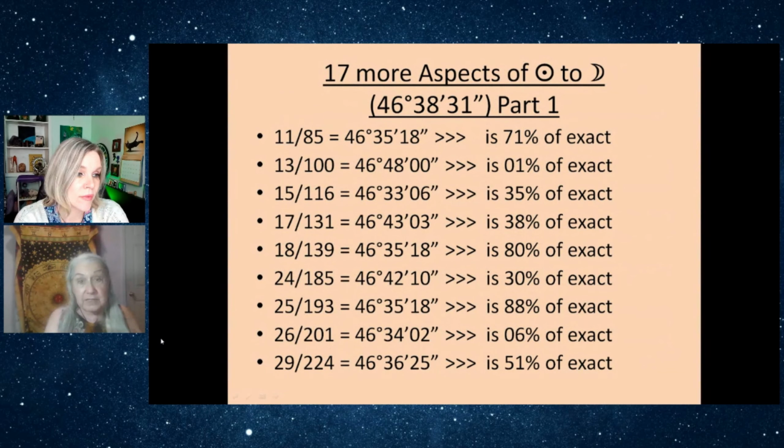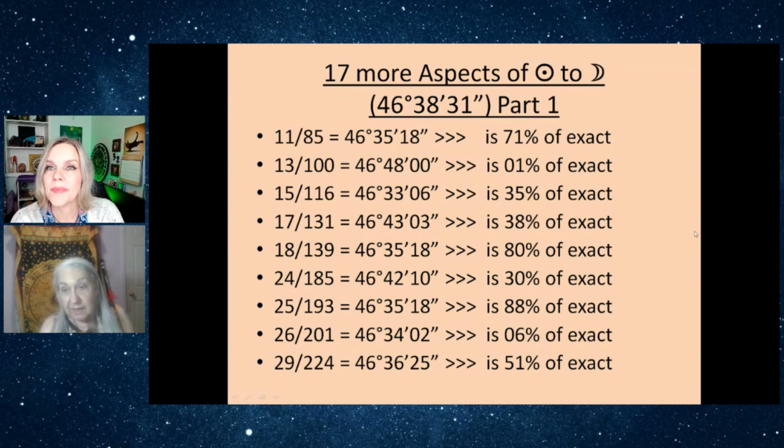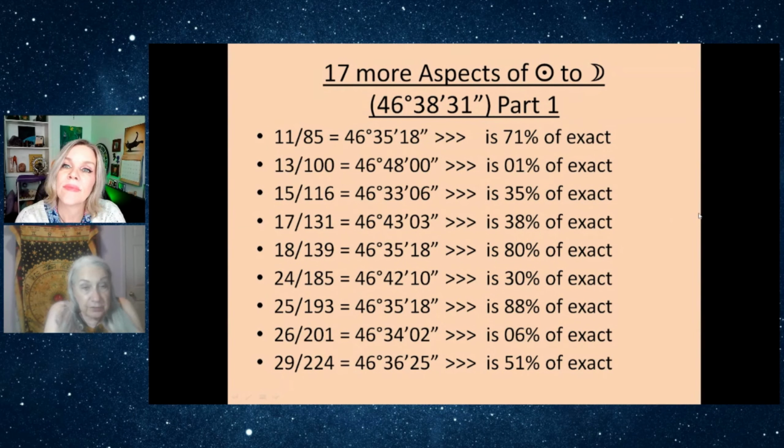Okay, now there's 17 more of these aspects. All I did for the rest of these is just show you what the exact aspect would be that the sun-moon vibration is relating to. See, there's quite a few of these. This means that the sun and the moon in each of these vibrations is going to be conjunct.